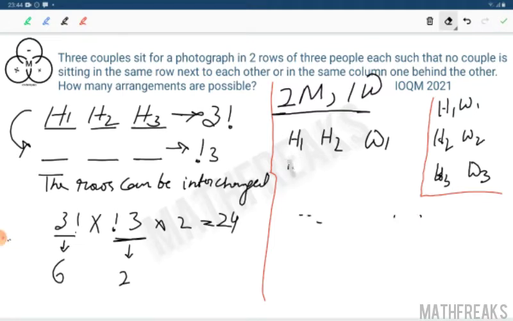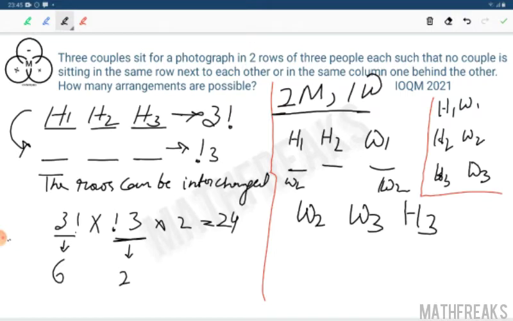If we consider this case, we are left with W2, W3 and H3. What are the possibilities of placing W2? Either W2 will be placed here or W2 will be placed here, because W2 cannot be exactly opposite to H2. If W2 is placed here, then also W3, H3 are together, and if W3 is placed here, then also W3, H3 are together, which is not possible. So W1 or W2 cannot be here. We are left with the only possibility of W3.